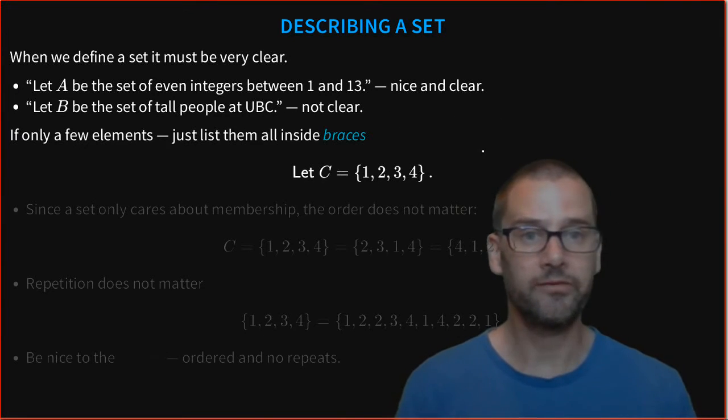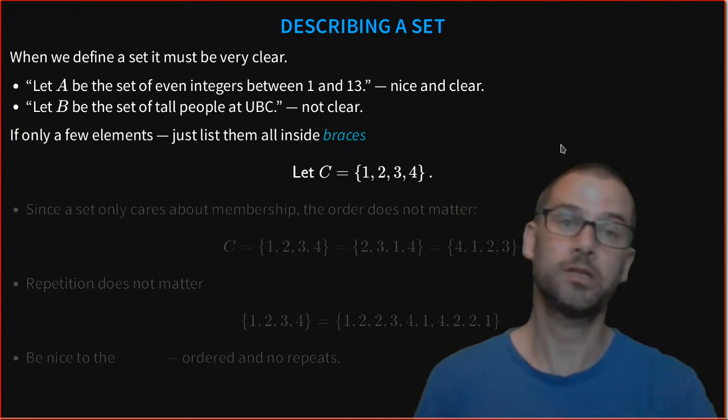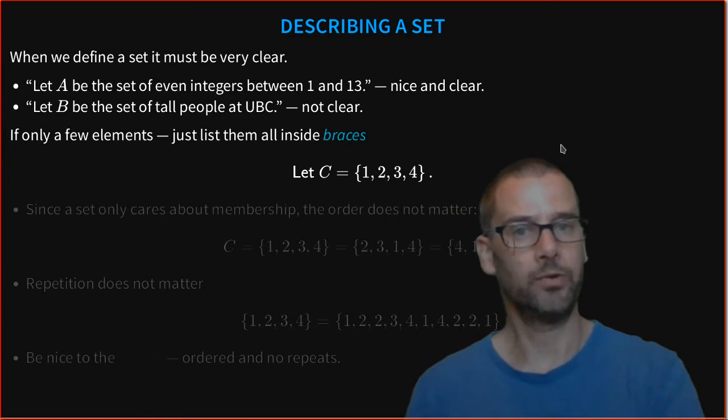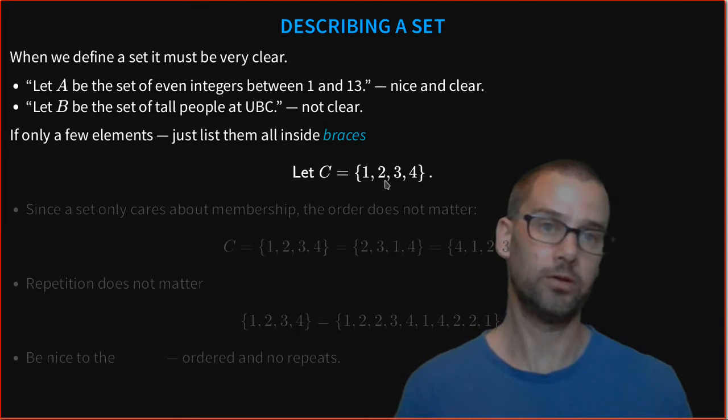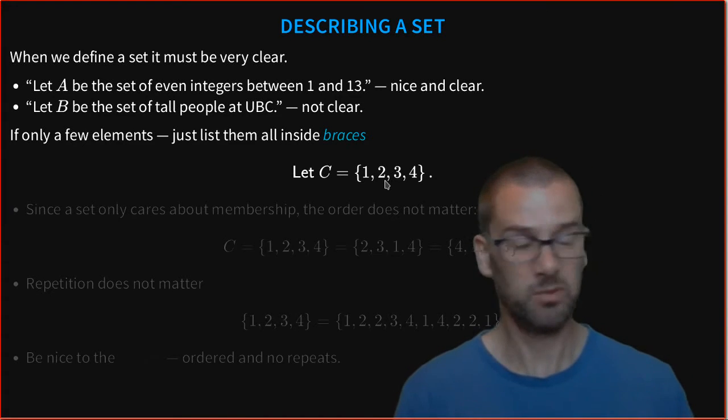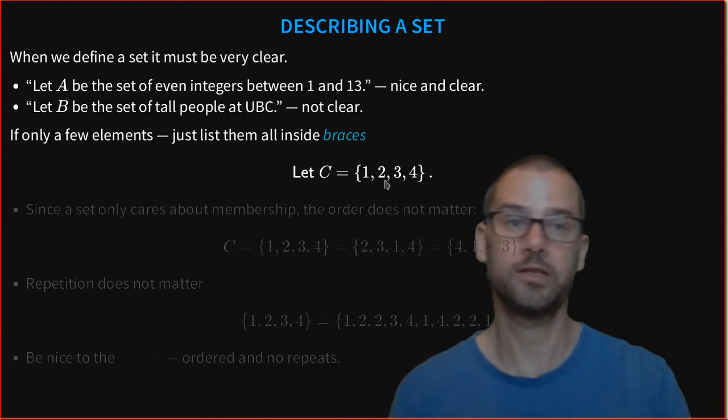So if there's only a few elements in the set, then the easiest way to do it is just to list out the elements. So for example, the set C here is just going to be the set of numbers 1, 2, 3, 4. Okay? Nice and clear. If we want to see if something's in the set, we can just look at the list and see if it's there or not.